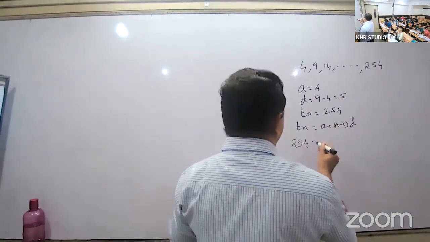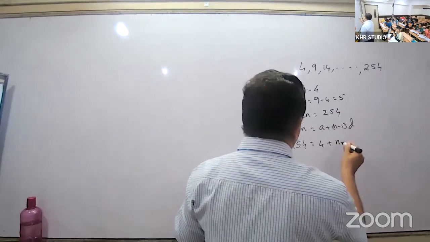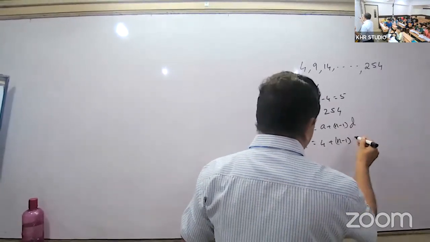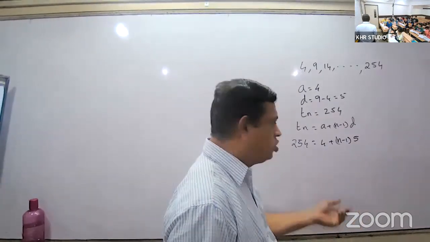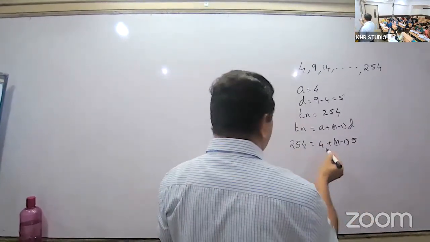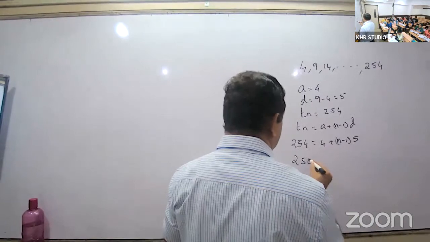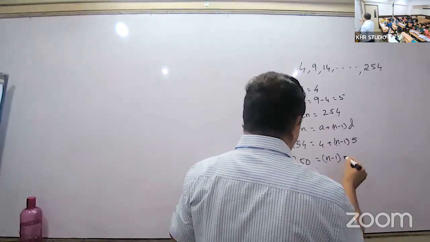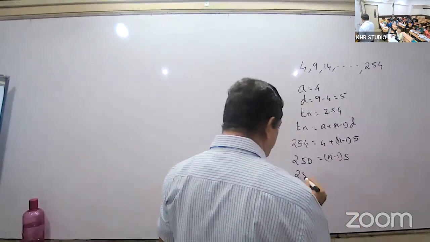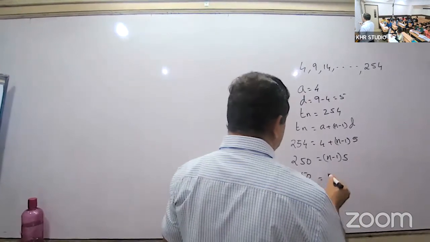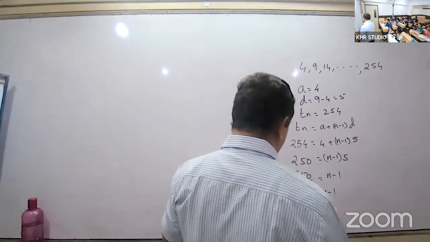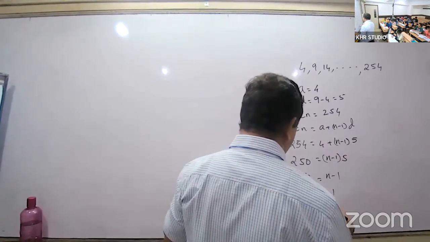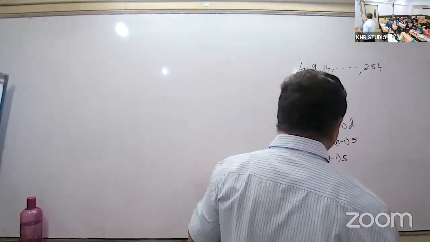254 is equal to 4 plus n minus 1 into how much? 5. You can open the bracket, or I'll bring this 254 minus 4, 250 is equal to n minus 1 times 5. You can divide: 250 divided by 5 is equal to n minus 1. 50 is equal to n minus 1. N is equal to 50 plus 1. 51. So there are how many terms?